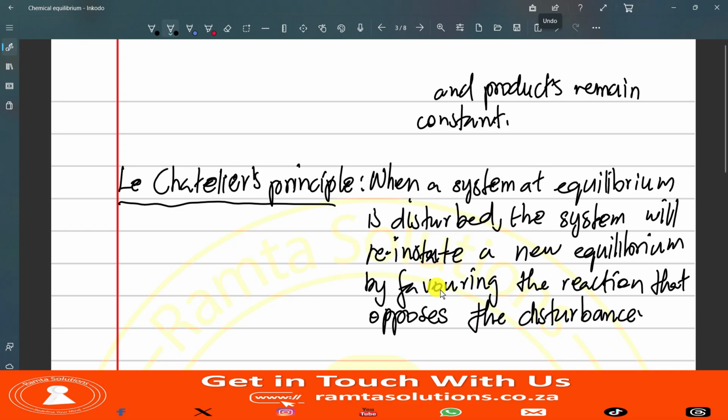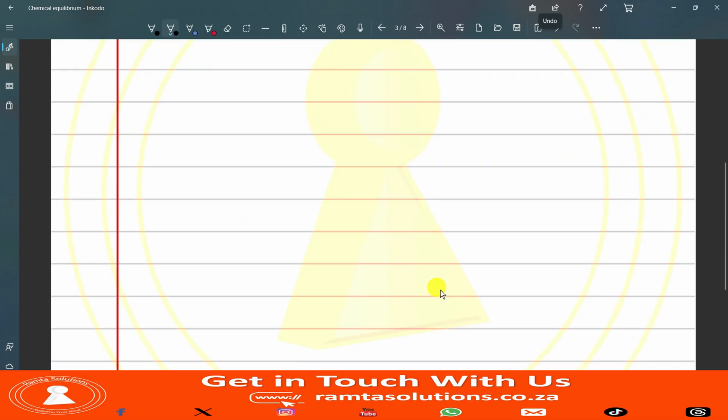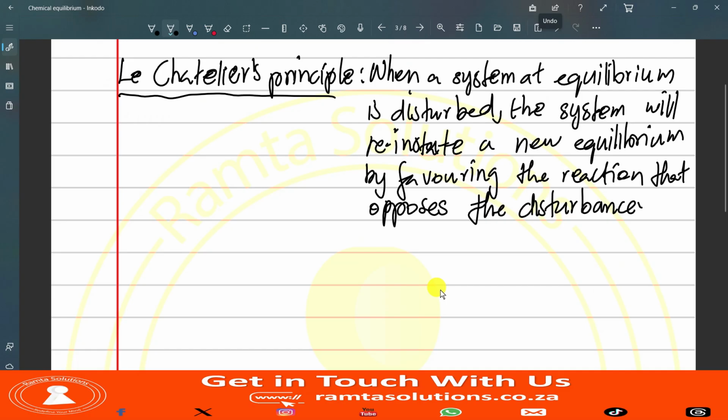Now we need to note a few things. When it comes to equilibrium, you can have two kinds. Let me state that as well. You can have homogeneous equilibrium.